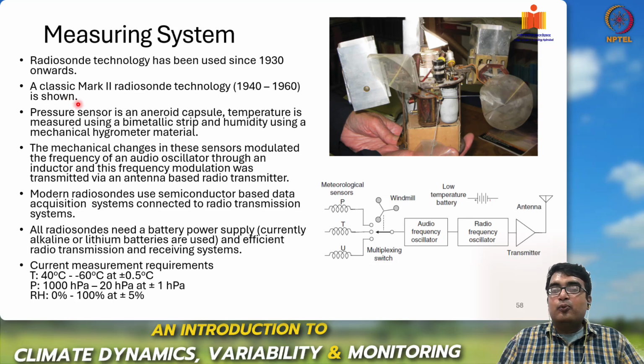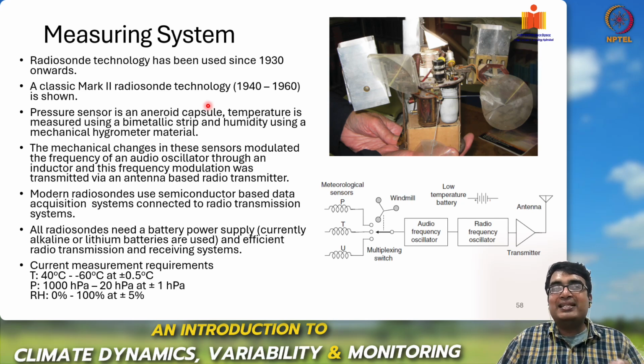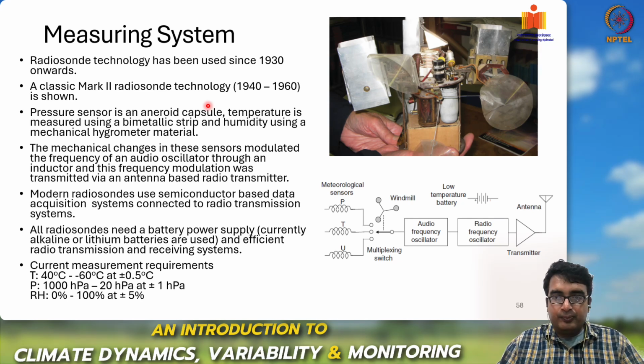In this, we have a pressure sensor which is an aneroid capsule. So you remember the aneroid barometers we discussed. Temperature is measured using a bimetallic strip, so a thermocouple or a small bimetallic based temperature sensor. And humidity is measured using a mechanical hygrometer material. So it may be a hair or a gold beater's cloth and other materials which are hygroscopic in nature.